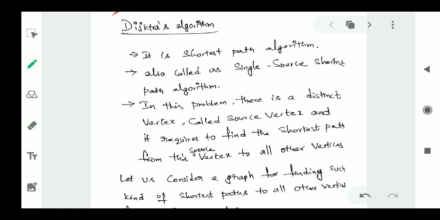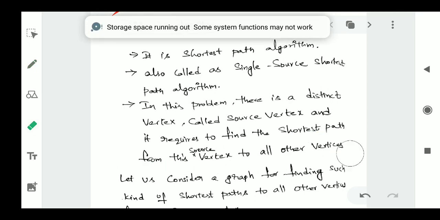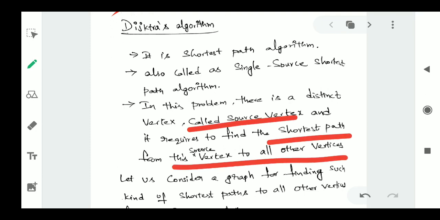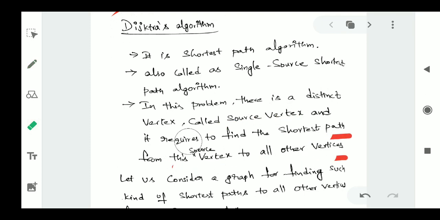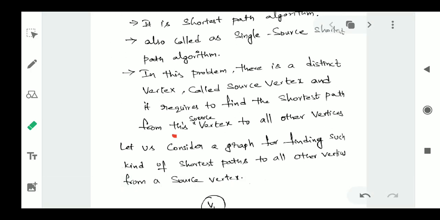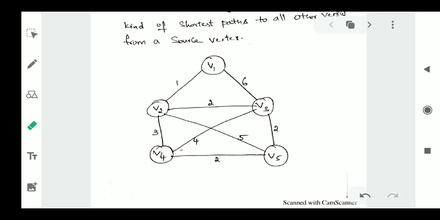We are going to find out the shortest path from the source vertex to all the other vertices. Any vertex can be considered. You can consider any vertex in the given graph as the source vertex. From the source vertex, we will find out the shortest path to all the other vertices. So this is the basic objective of Dijistra's algorithm. Now let us consider a graph for finding out the shortest paths. We will take an example, and we will understand how we are going to find out the shortest path.